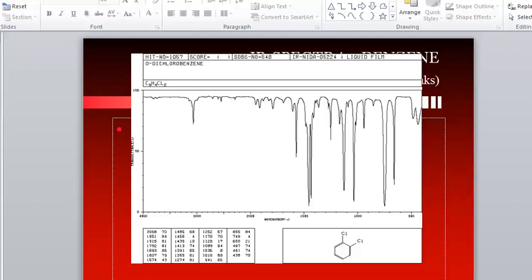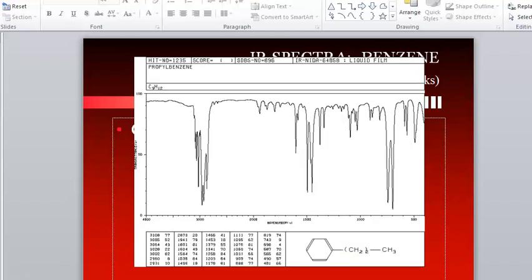1, 2, 3, 4, 5, 6, 7, 8, 9, 10. There's 9 or 10 sharp dominant peaks on that side. That is a very good signal that we have an aromatic. The same thing's happening here. I mean, look at this.